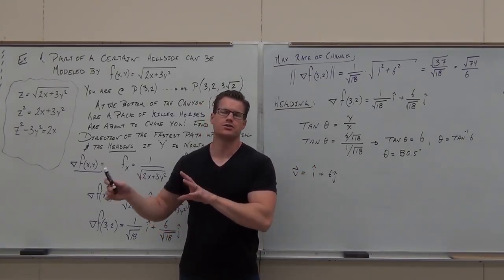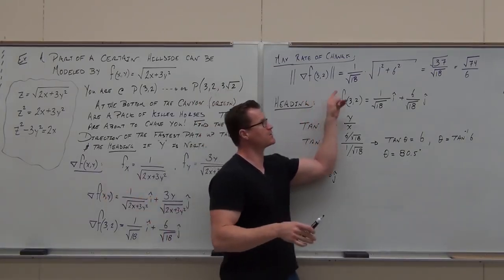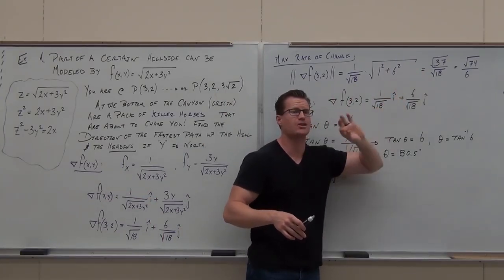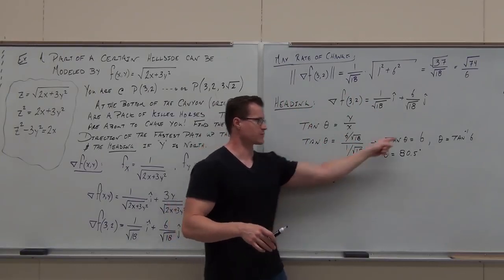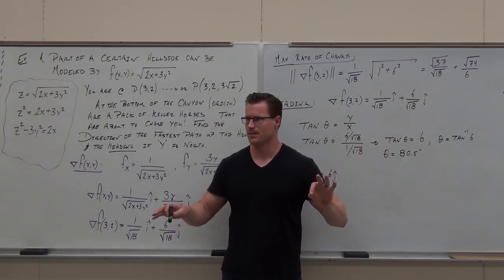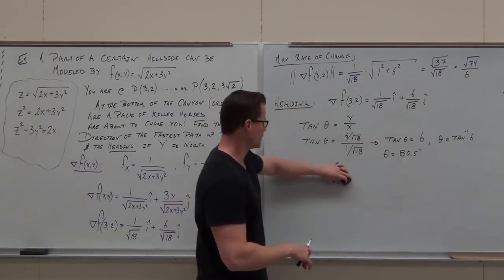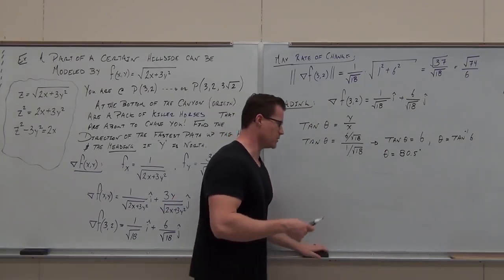It would matter for the slope. So you can't change it for that to find the actual max rate of change. But you can change it for this. If you notice this is still 6 over 1. You're still getting 6. Do you guys see that? So for heading, yeah, you can do things like that and make it easier. It doesn't really matter, but you can do it.